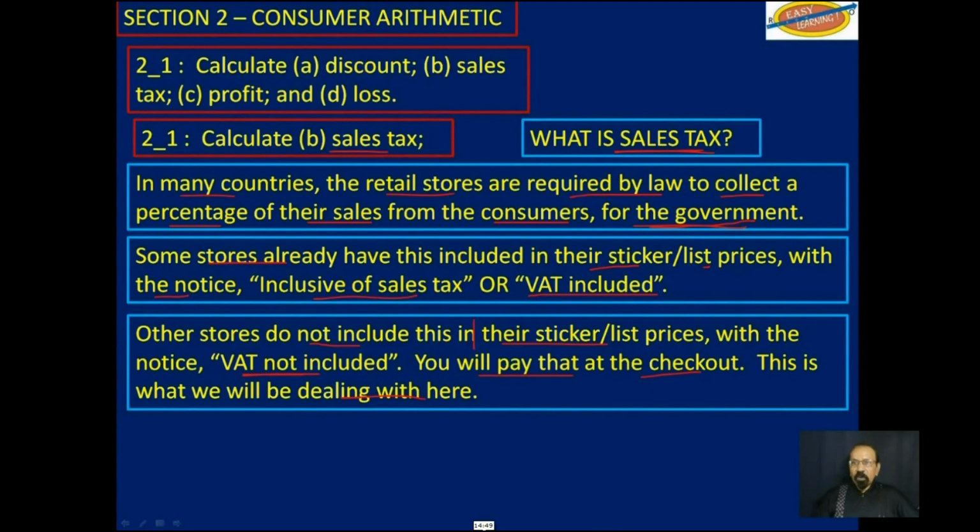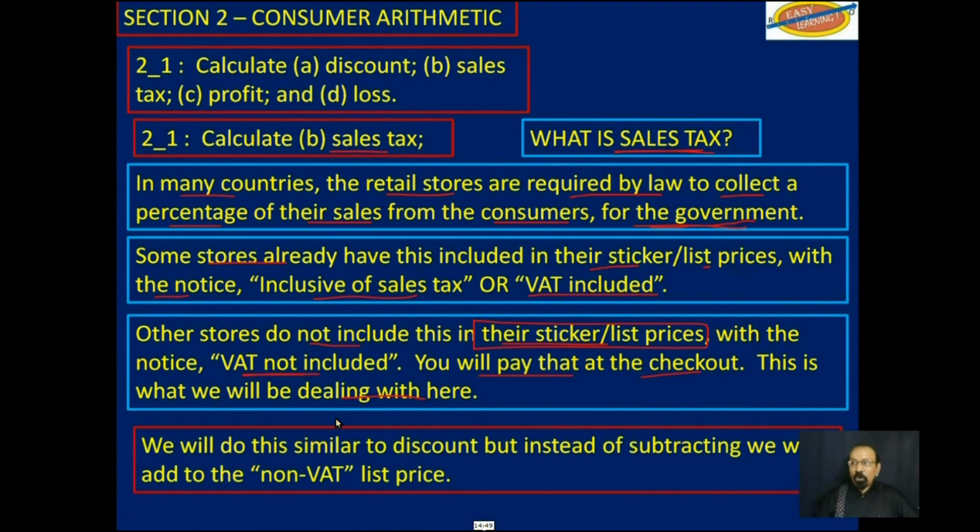So most times they would include the VAT in the price. So if you see a thing costs $40.50, they have already included the VAT in that. Other times, some stores will not include it, and it would say VAT not included. All right, so now we will do this similar to the discount we looked at previously, but instead of subtracting, we will have to add to the non-VAT list price.